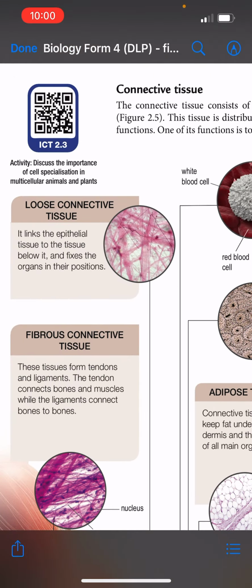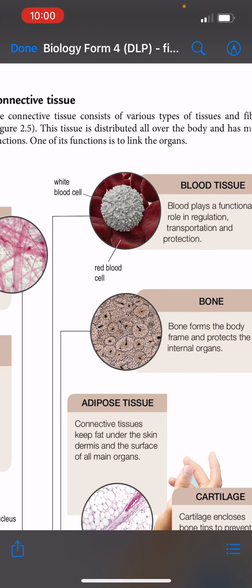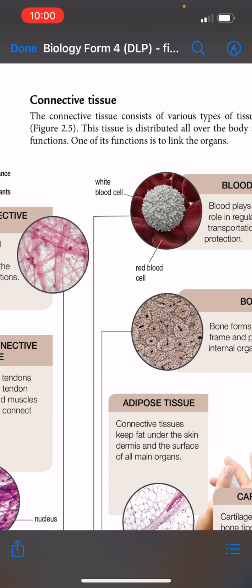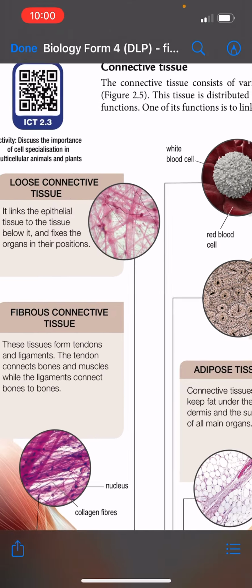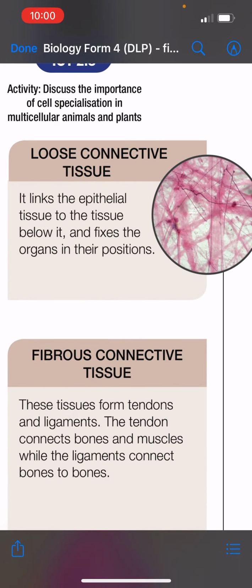Now comes the last type of tissue, connective tissue. The function of connective tissue is basically to connect something with something. This tissue is widely distributed all over your body, and it has specialized functions. The general one is called loose connective tissue. Basically it connects the epithelial tissue to the tissue below it, and fixes the organ. We do not want the organ to shift inside your body, so it is fixed in its position.